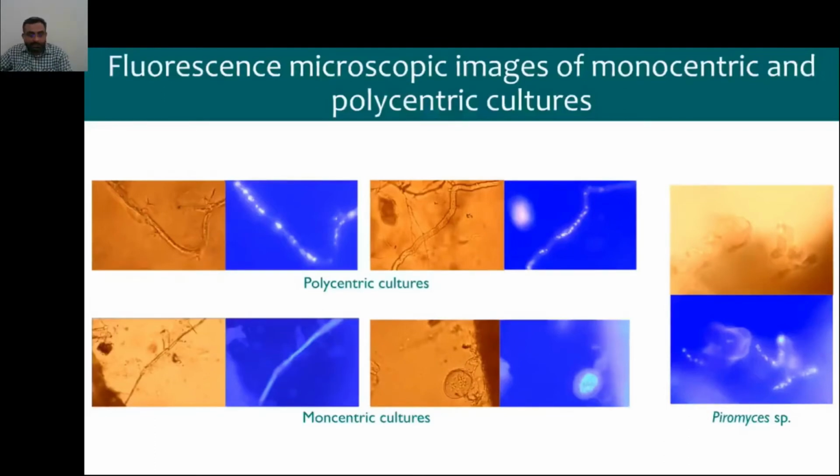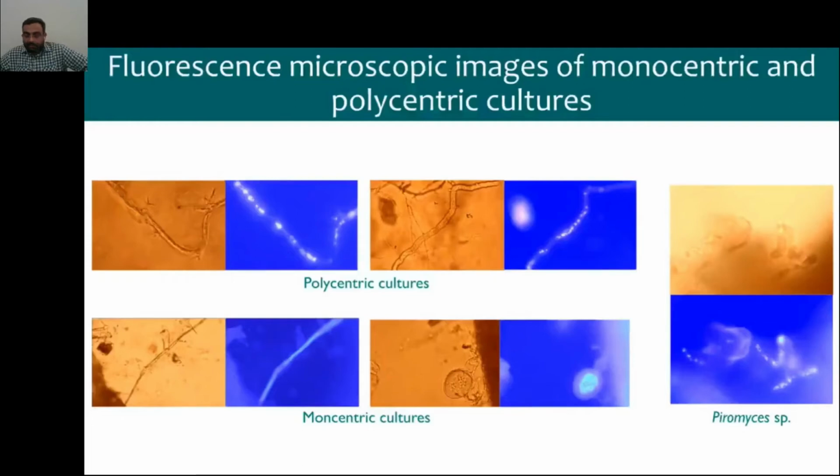So, fluorescence microscopy is another technique for morphological identification, which is pretty straightforward, where we can easily see the nucleated rhizoids in polycentric cultures and the absence of nuclei in monocentric cultures. However, for example, in this particular case, this is a Piromyces species, and we are seeing a structure similar to the nucleated rhizoids.